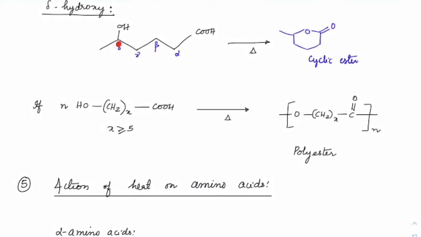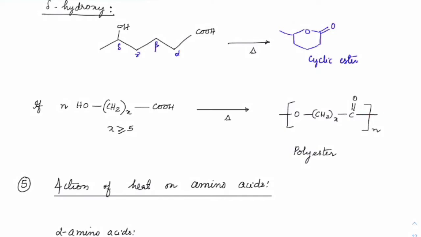Now after delta, if the OH is here or further, which means this whole X, these CH2 groups, are greater than or equal to 5, then cyclization might give a 7-membered ring, so it becomes difficult to form. Hence, it would rather go for polymerization than cyclization. So now what will it do? The OH from this end and the H from this end will keep reacting on the left-hand side and right-hand side and will become a polymer. And this is becoming an ester form.